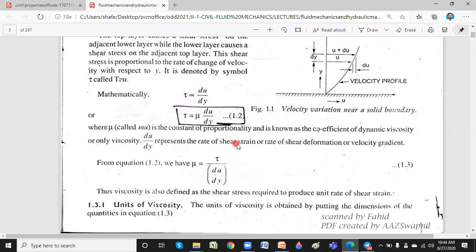There is one more viscosity available, which is called kinematic viscosity. I will tell you the difference. Now, the viscosity is the ratio of shear stress by shear strain, or shear stress by velocity gradient. Okay. Now, viscosity is also defined as the shear stress required to produce unit rate of shear strain.